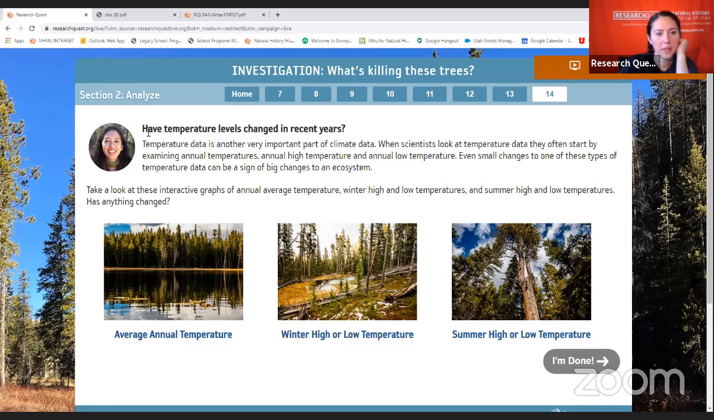I'm going to go ahead and read this. It says, have temperature levels changed in recent years? Temperature data is another very important part of climate data.